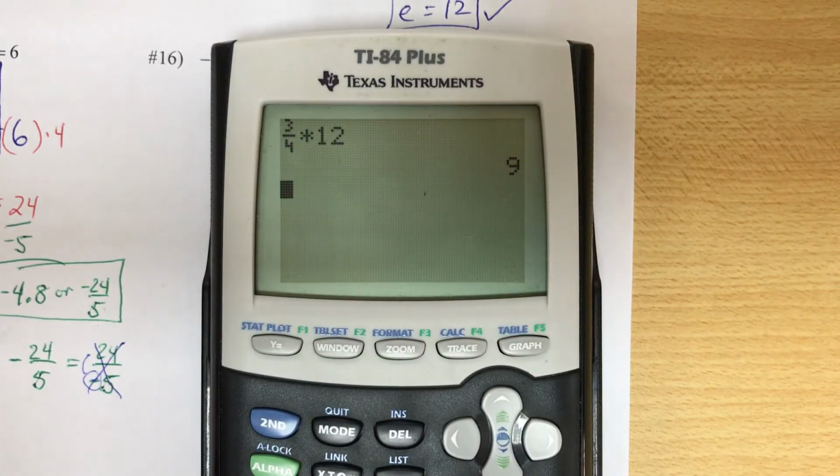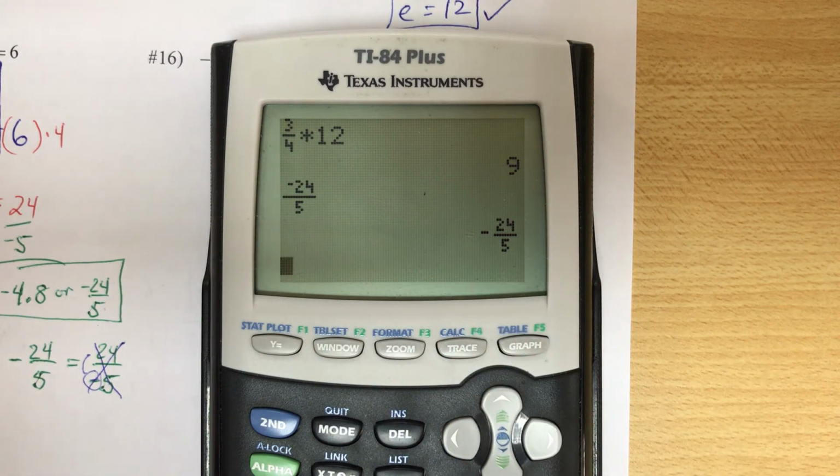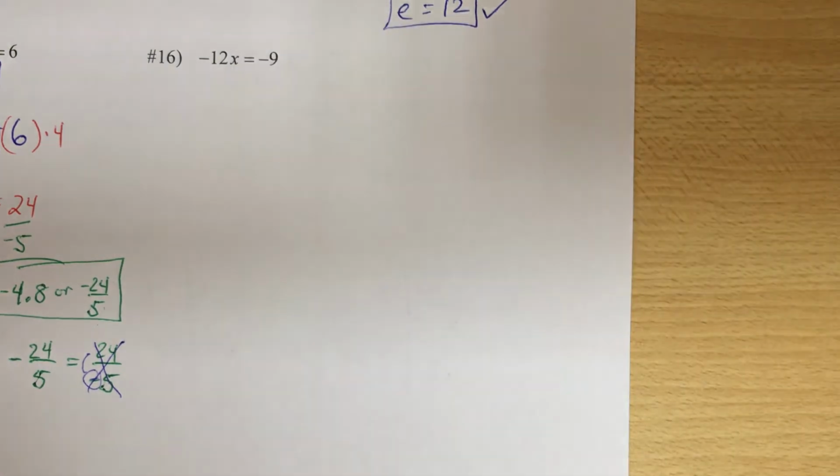And just to show you, if I say, I'll put it in the top, negative 24 over 5. Okay, they actually write it out front. If I had done this the other way, if I had put positive 24 divided by negative 5, notice it's the same thing. Okay, so those are equal.